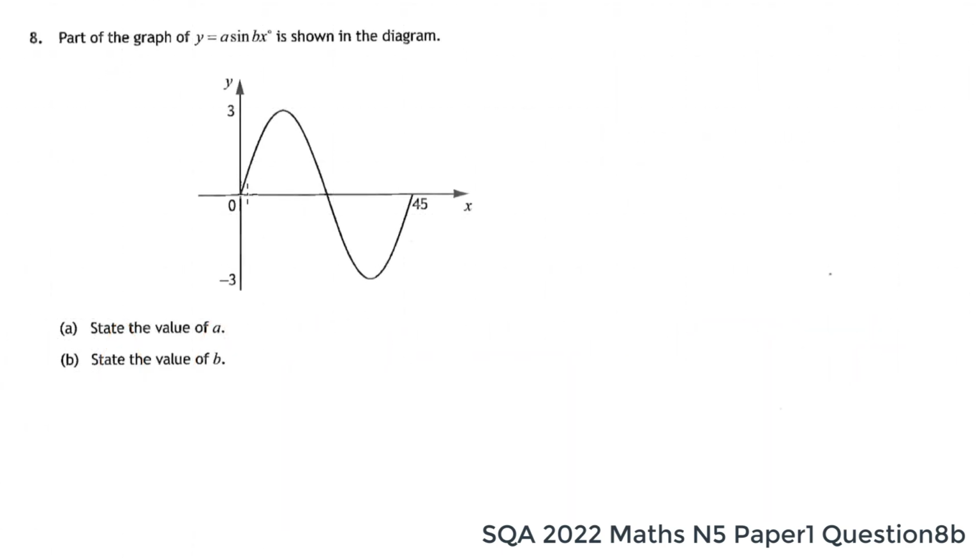And looking at the graph in the question, we can see there's 1 complete cycle between 0 and 45. So the question now arises is how many cycles are there between 0 and 360? In other words, how many 45s make up 360? Well, let's have a little diagram.